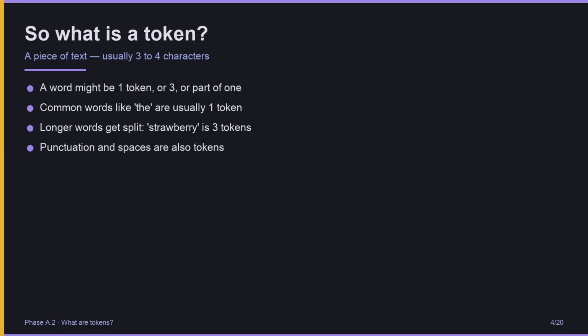So what is a token? A token is a piece of text, usually 3 or 4 characters. A common word like "the" is usually 1 token. A longer word like strawberry might be 3 tokens, straw, berry, and the boundary marker. A very rare word might be 5 or 6 tokens, broken into tiny pieces. Even spaces and punctuation are tokens. Everything you type, the model sees as a stream of these little pieces.